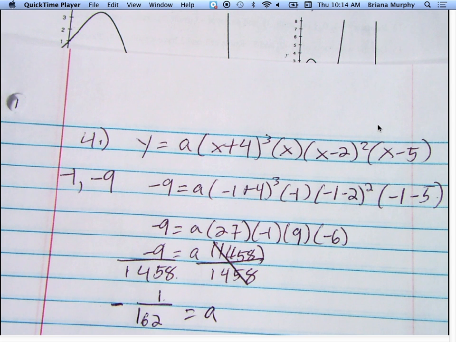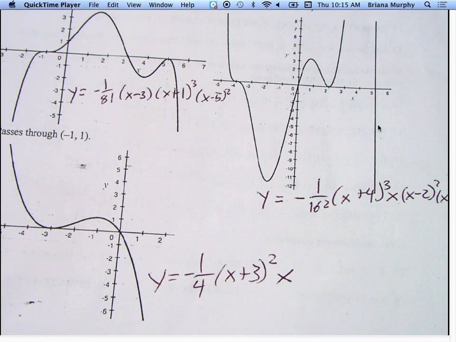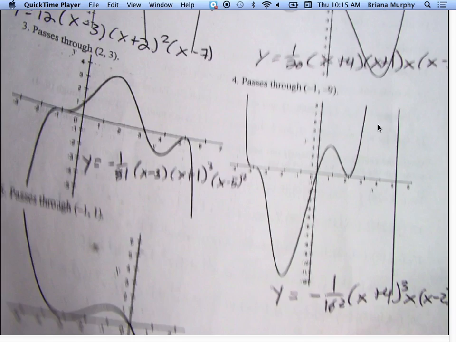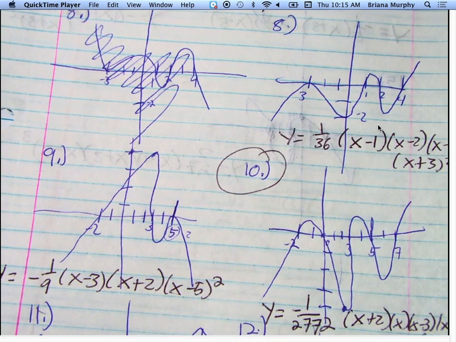Any questions about this before we move on? Okay, any other problems 1 through 4? 1 through 5, excuse me. Okay. All right, we're going to look at 6 through 15.